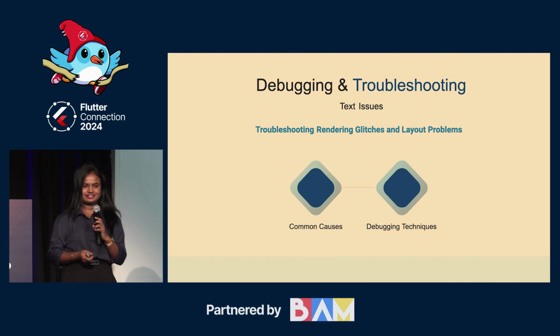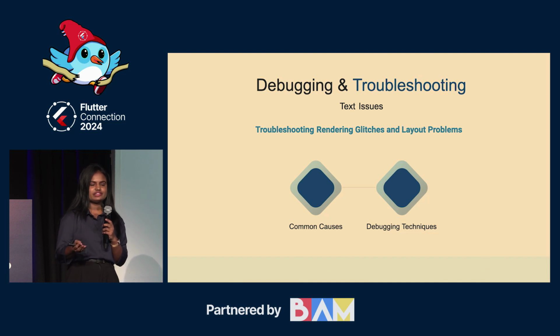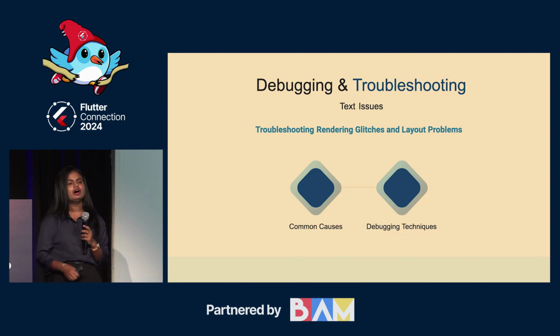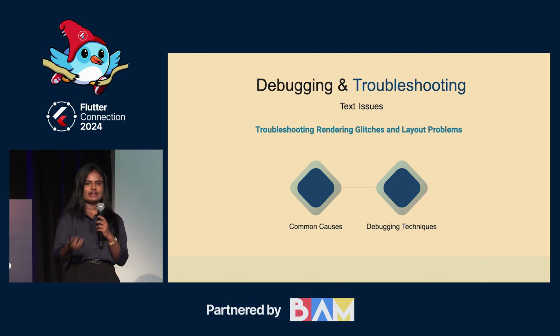Thank you. Next, moving ahead: everyone faces challenges in each and every implementation. How can we handle that? We can go ahead with debugging and troubleshooting some of the text issues. Through this, we can handle text glitches in our applications by troubleshooting rendering glitches and layout problems. There are three elements through which we can handle text rendering issues, the first being Flutter DevTools and the debugging techniques available.